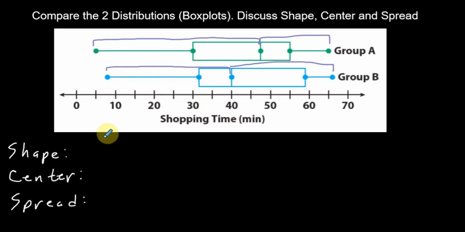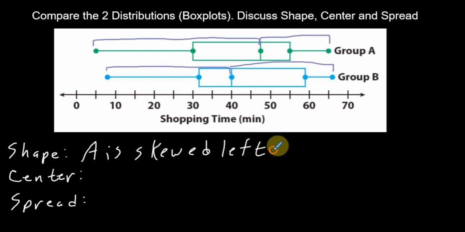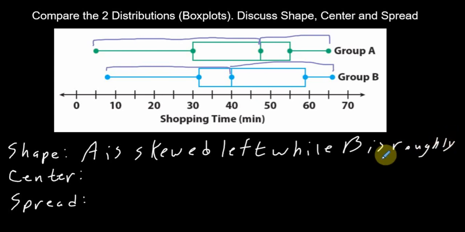So for the shape, we would say group A is skewed left, while B is, again, I'll use the word roughly, symmetric.